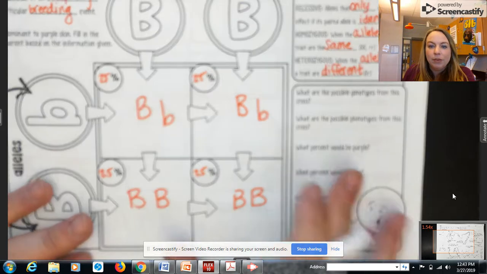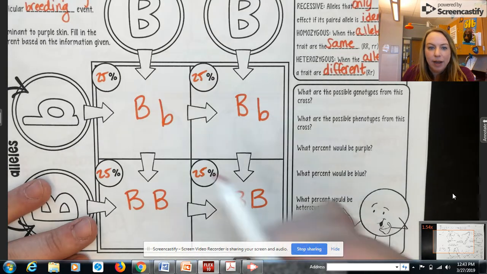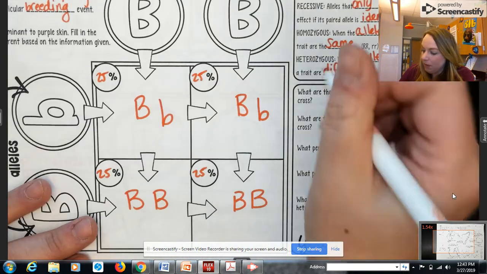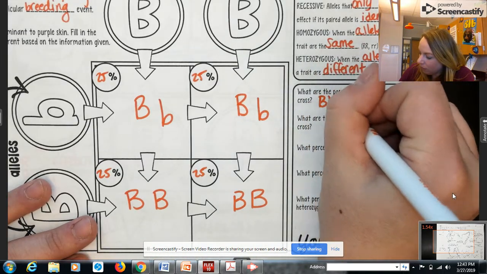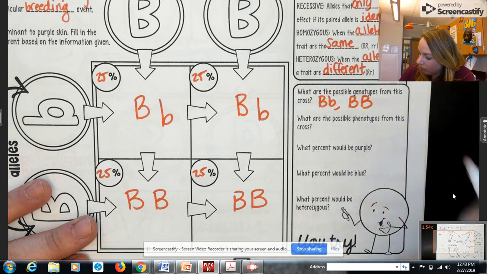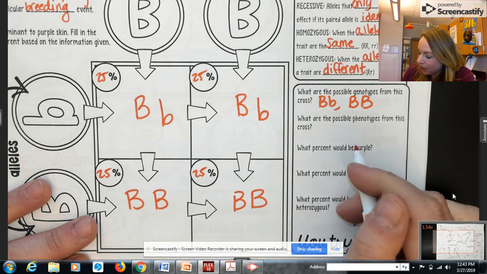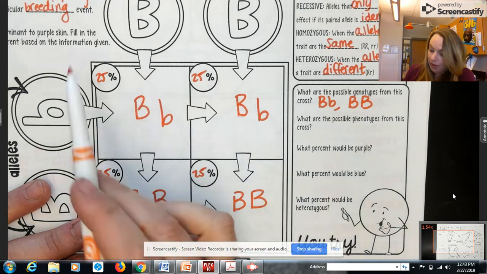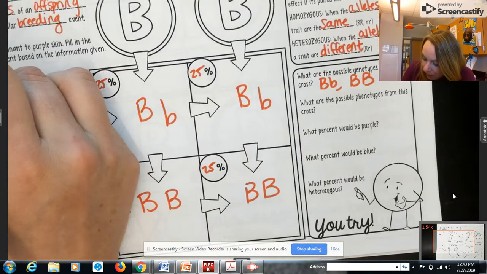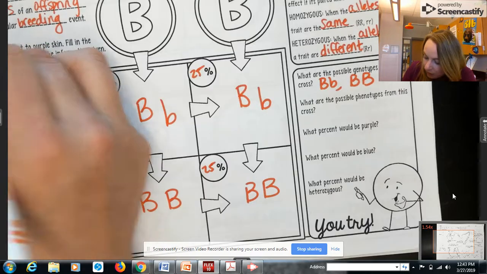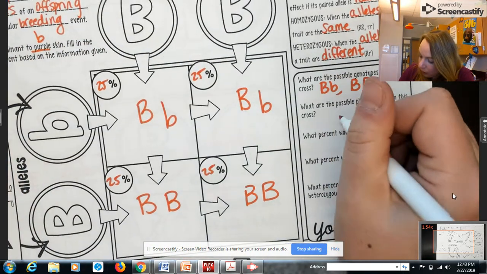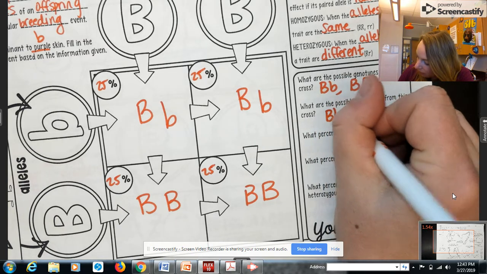So what are the possible genotypes from this cross? My genotypes would be big B, little b, and big B, big B. So what are the possible phenotypes from this cross? Well, every single option had a dominant allele. So I go back and I remember, that's right, blue is dominant, purple is recessive. So I only could have blue skin.